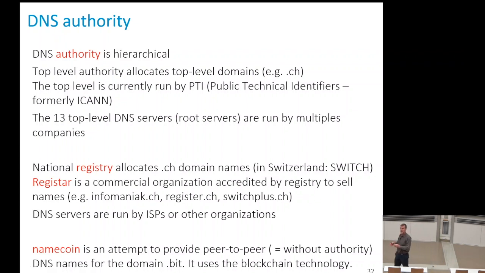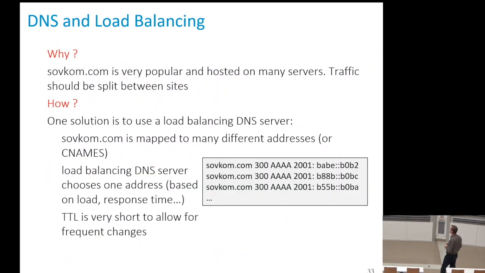EPFL runs its own DNS server. If you want to have your own name, you will need to pay or find a free DNS server somewhere to put the root information of your domain into this server. There are some attempts to get rid of that. If you're interested, you can look at how the .bit domain works. It's used for a completely peer-to-peer system where there is none of that authority and registries and all that stuff, using blockchain technology. Not very popular yet, but who knows?